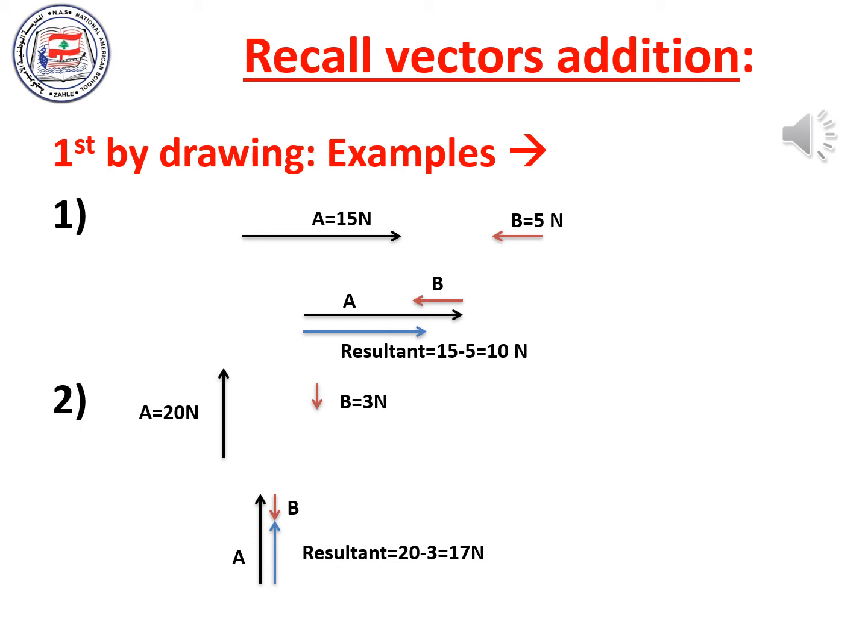Now look at part 2. Also we have two vectors that are in the same coordinate axis, which is the vertical. We have 20 newtons upwards and 3 newtons downwards. Whenever we superpose them, so we put them above each other, the resultant vector is the vector drawn from the tail of the first to the head of the last. So it is 17 newtons upwards. It is in the direction of the bigger vector, which is upwards and not downwards. If the bigger vector was downwards, then the resultant force or the resultant vector will be downwards. So we just subtract them from each other.